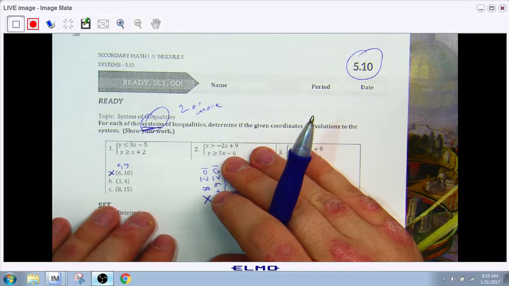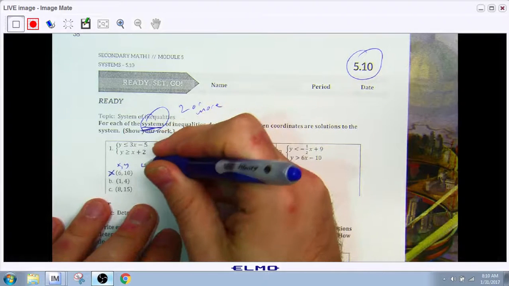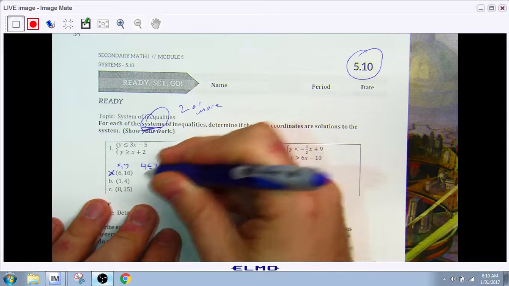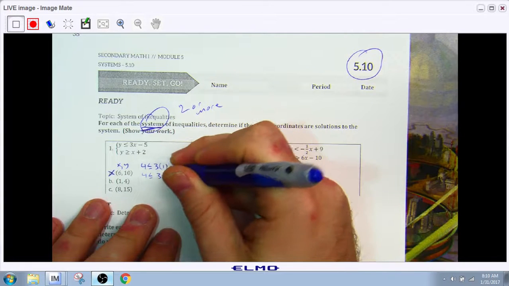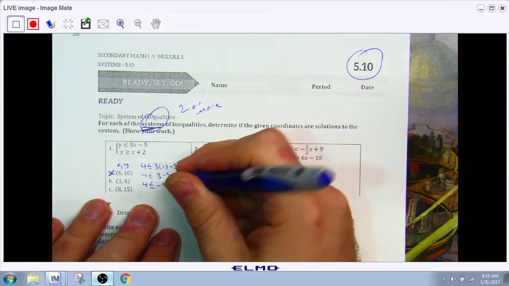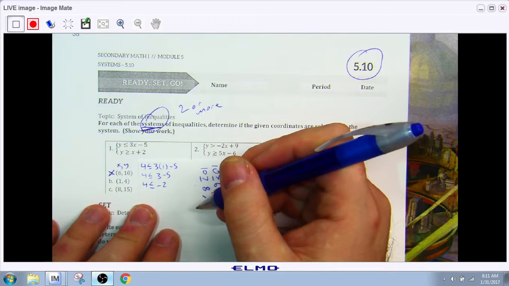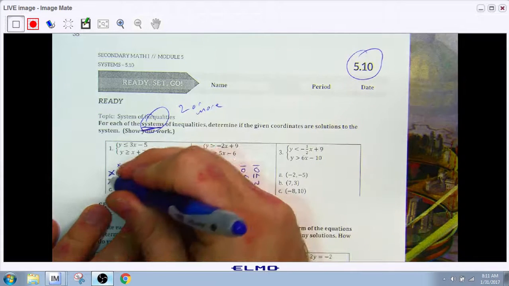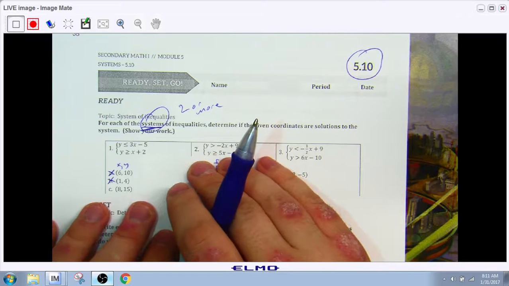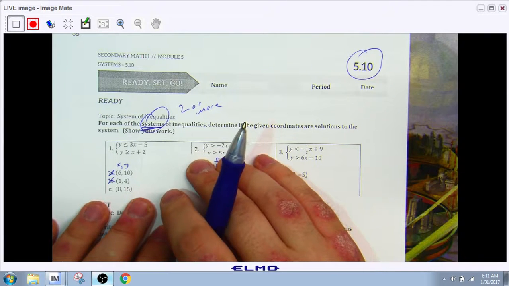We're going to try it with 1, 4 here. So is 4 less than or equal to 3 times 1 minus 5? Is 4 less than or equal to 3 minus 5? Is 4 less than or equal to negative 2? It is not. So I can rule that one out. Don't even have to do the second equation. If it doesn't fit the first, it doesn't fit the system.